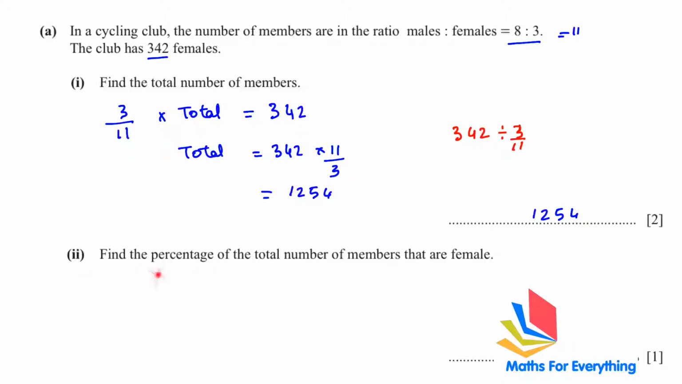Next, find the percentage of the total number of members that are female. Total number of members that are female are 342 over the total number of members, which is 1254, multiplied by 100, which is 27.27. You can round it to one decimal to 27.3%, or leave it to two decimal places.